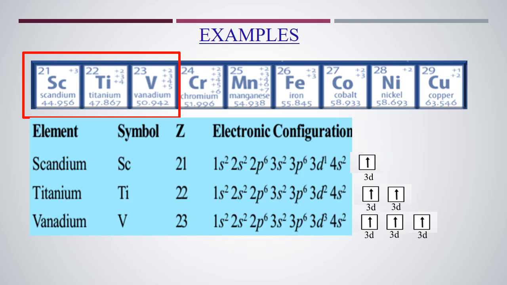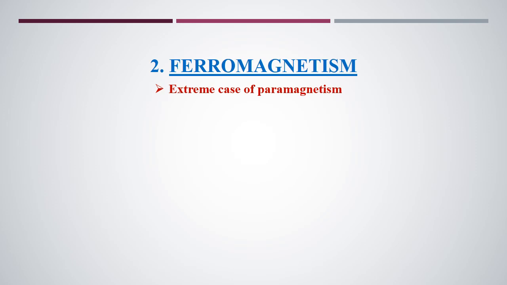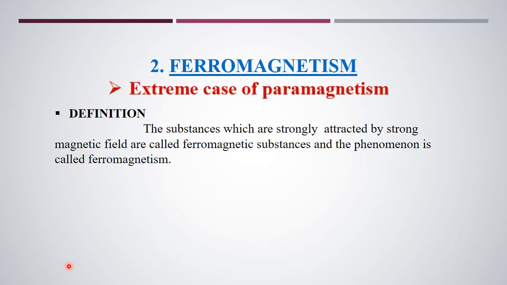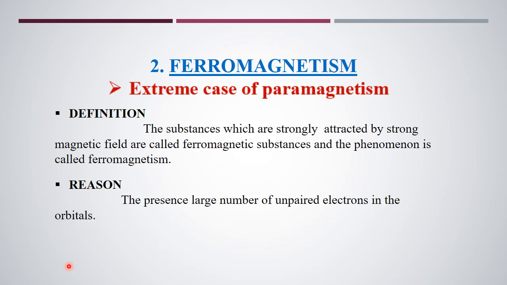called paramagnetic substances. The second type of magnetic behavior is ferromagnetism, which is an extreme case of paramagnetism. It is defined as: the substances which are strongly attracted by a strong magnetic field are called ferromagnetic substances, and the phenomenon is called ferromagnetism. The reason for ferromagnetism is the presence of a large number of unpaired electrons in the orbitals.